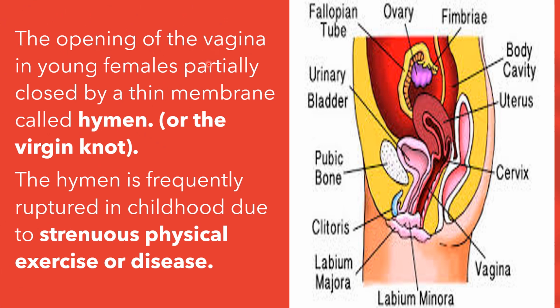The opening of the vagina in young females is partially closed by a thin membrane called the hymen. Another name of the hymen is virgin knot. The hymen is frequently ruptured in childhood due to strenuous physical exercise or disease.